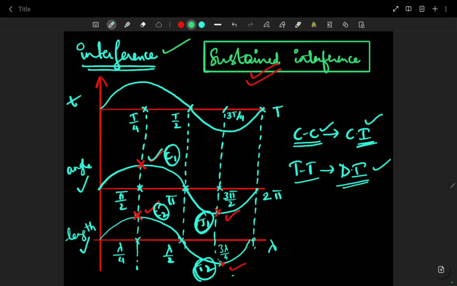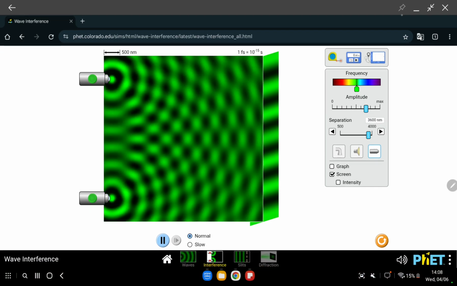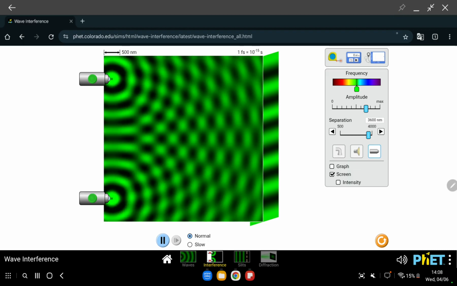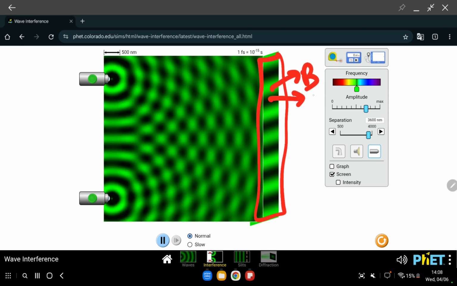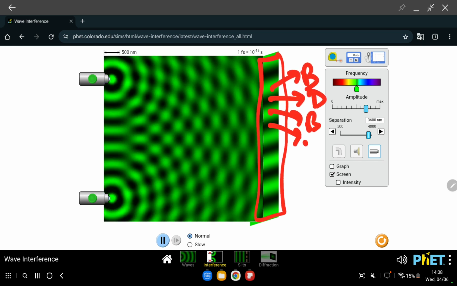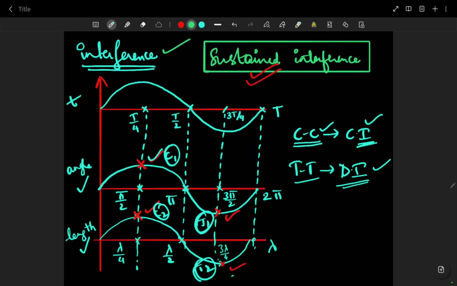So you must have seen the bright fringes and the dark fringes, right? You can see it over here on the screen. If you are able to see it clearly, I will show you again. You'll be able to see that this is the screen, right? So this is a bright fringe, this is a dark, this is a bright, this is a dark. You have these spots, which in physics we call fringes. So what is happening at this point of time? You can see that all these bright fringes are actually coming from constructive interference. All the dark fringes are coming from destructive interference.